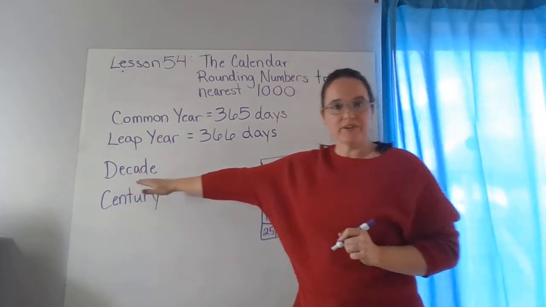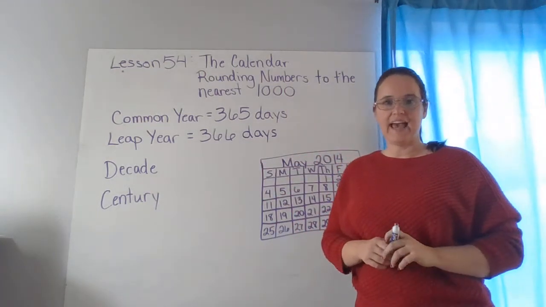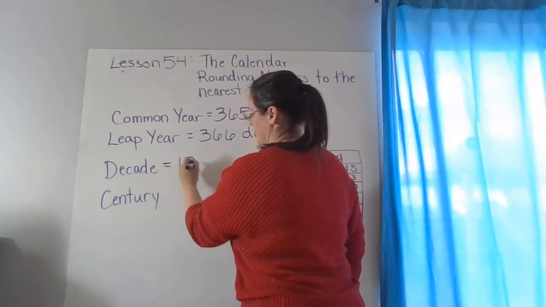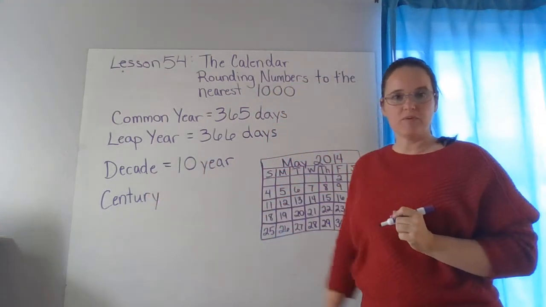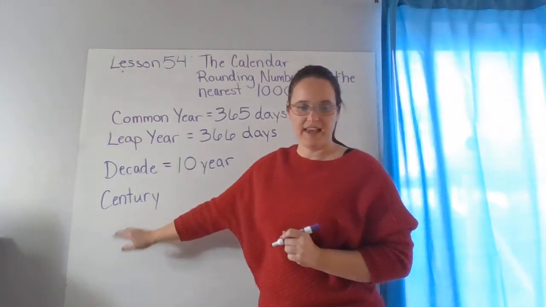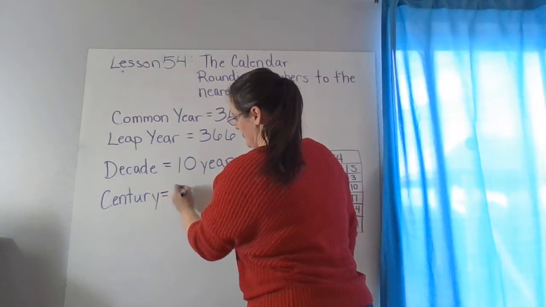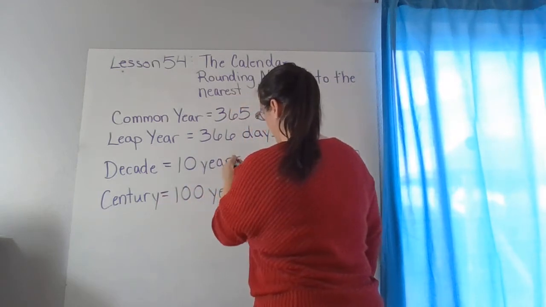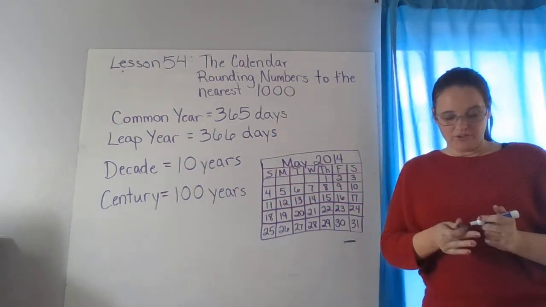How many years are in a decade? A decade has how many years? One decade equals 10 years. A century, how many years are in a century? A century has 100 years. So I'm going to repeat.